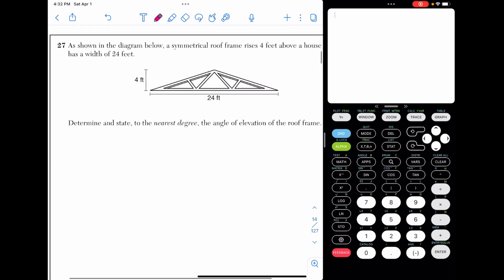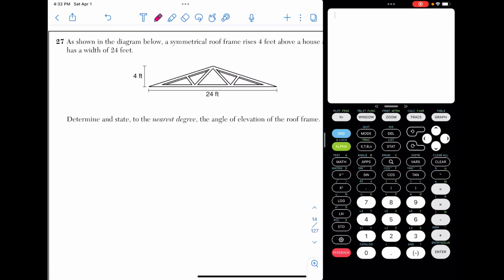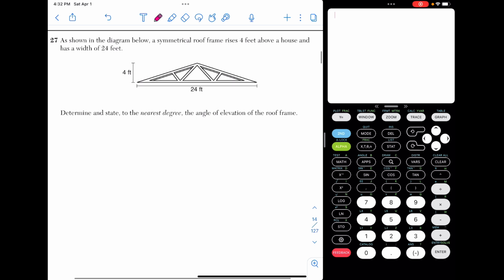All right, number 27 is shown in the diagram below. A symmetrical roof frame rises 4 feet above a house and has a width of 24 feet. Determine and state to the nearest degree the angle of elevation of the roof frame. Anytime you see this phrase, angle of elevation, that should be like a light bulb going off in your head that we are going to have to use trigonometry or SOHCAHTOA. But when we've learned about SOHCAHTOA, we've learned that that only applies to right triangles.